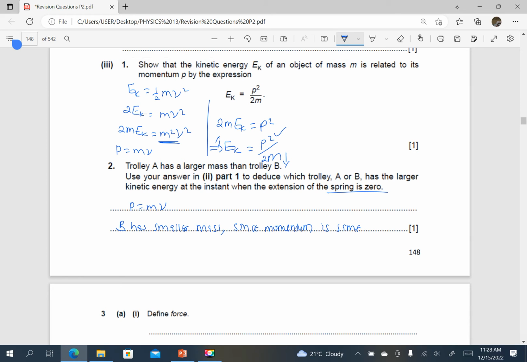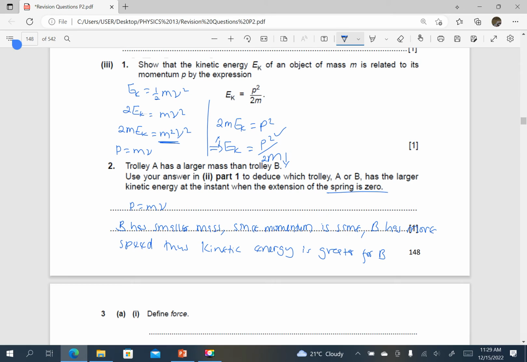So since momentum is the same, B has more velocity, thus kinetic energy is greater for B. On the other side, you can look at A.